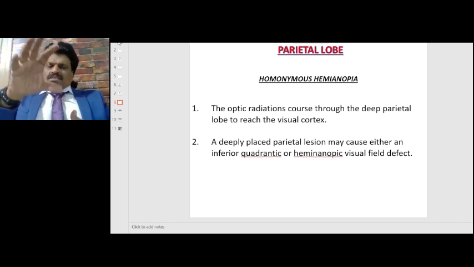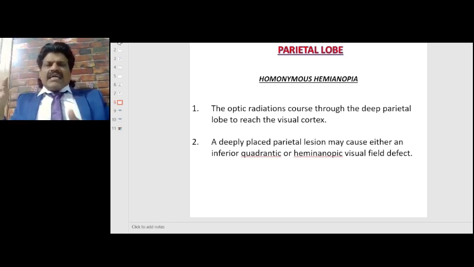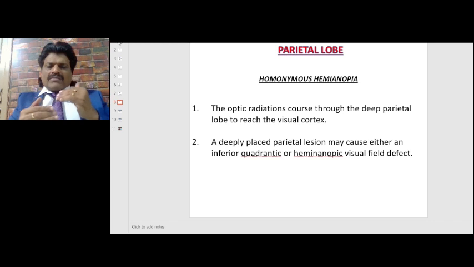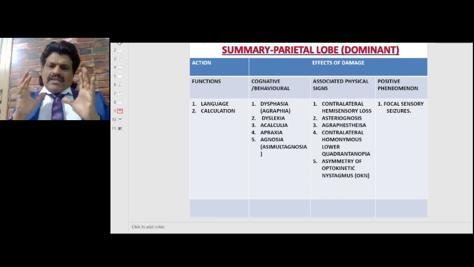Since the optic radiations travel superiorly in the parietal lobe, if there's a lesion there, they'll have homonymous hemianopia, but the inferior part gets affected, which is known as inferior quadrantic hemianopia. So the optic radiations course through the deep parietal lobe to reach the visual cortex. A deeply placed parietal lesion may cause either an inferior quadrantic or hemianopic visual field defect. So these are all the important concepts of the parietal lobe.